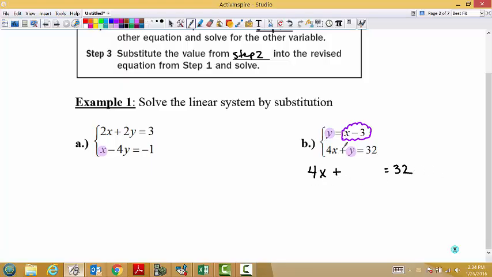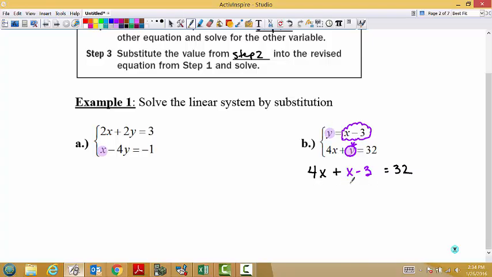And I'm going to pause for a second. 4x plus equals 32, but instead of writing y, I'm going to write x minus 3. So what have I done? I've plugged the x minus 3 in where the y is. So where the y was now is an x minus 3. And then I solve the equation.